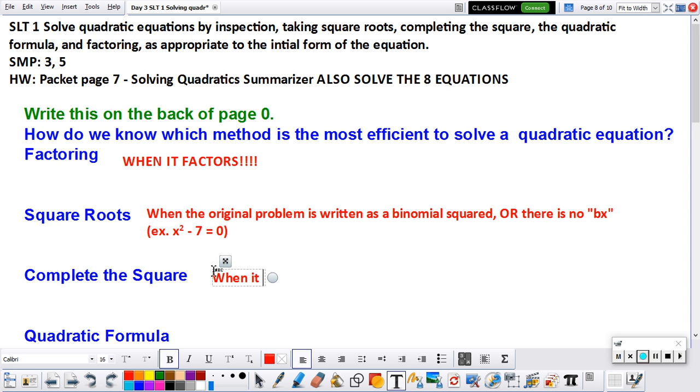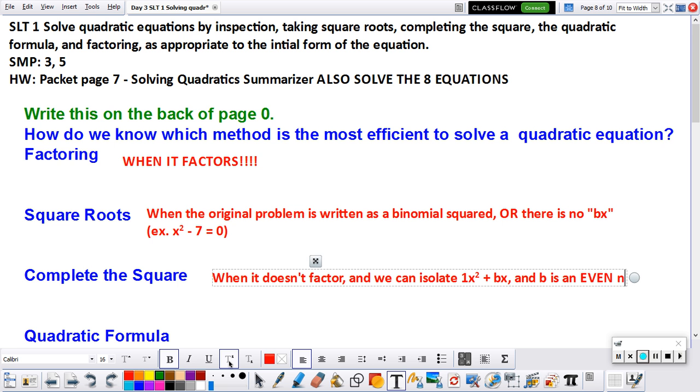All right, when do we complete the square? When it does not factor, and we can isolate 1x squared plus bx, and b is an even number. If b is an odd number, we get a lot of fractions. I mean, just think about it. If we had a 5 there, 5 divided by 2 squared, nobody wants to deal with that.